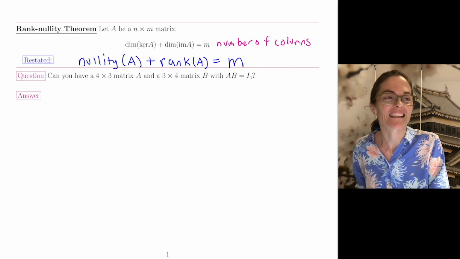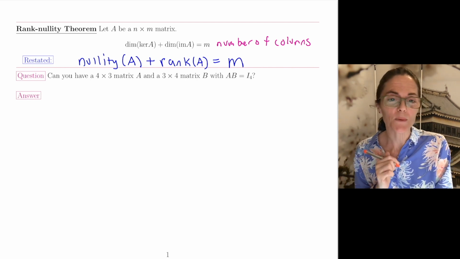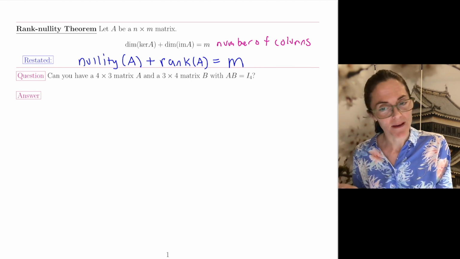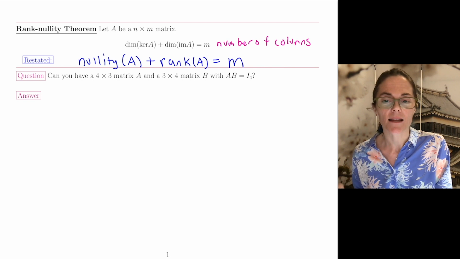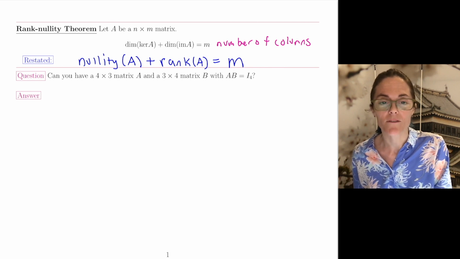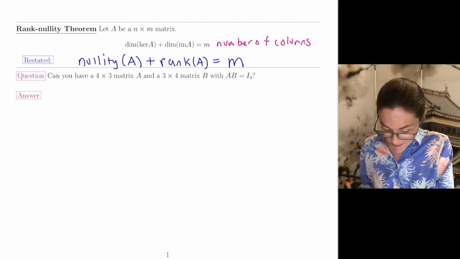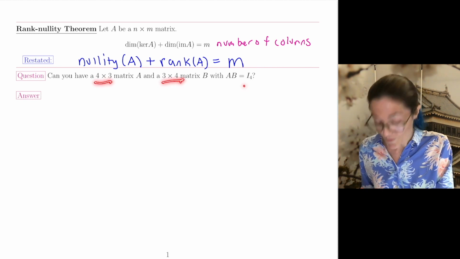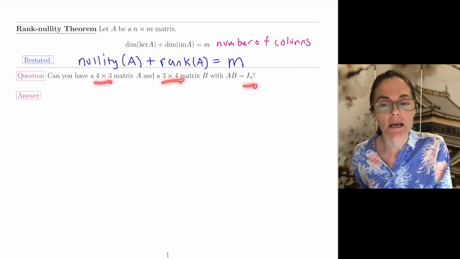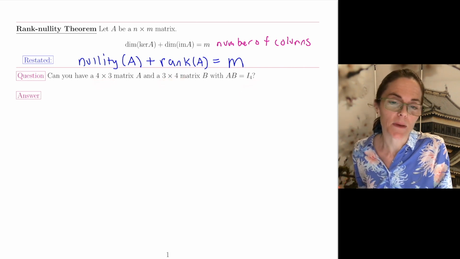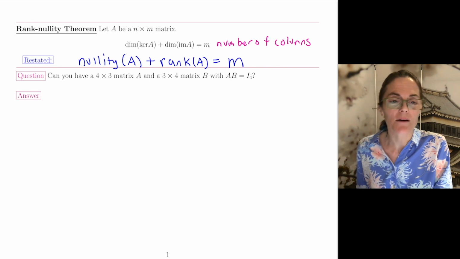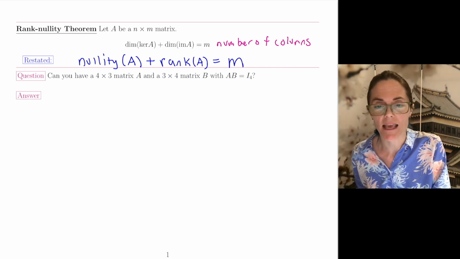Now let's use it in a few examples. The first one is a question. Can we have a 4x3 matrix A and a 3x4 matrix B such that A times B is the 4x4 identity? Certainly, just multiplying 4x3 and 3x4 will give us a 4x4 matrix. But the question is, can this matrix be the identity? Well, the answer is no, but let's justify this answer.